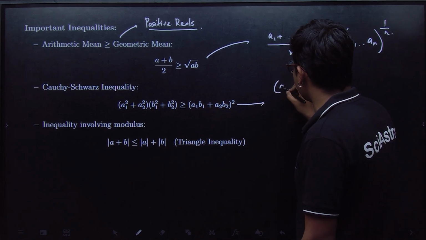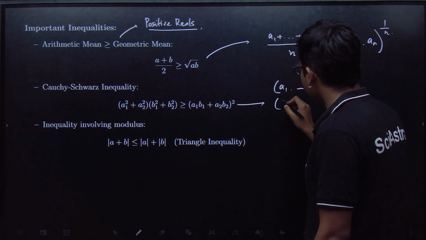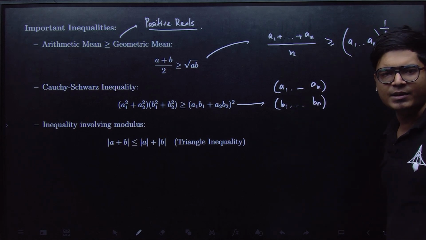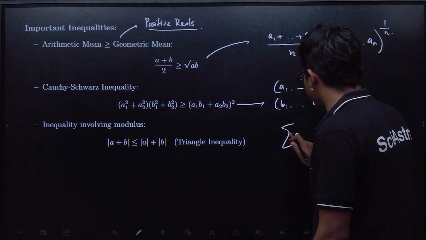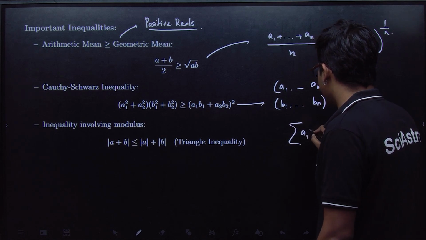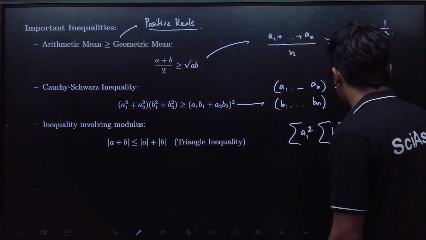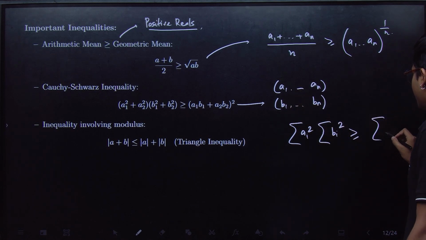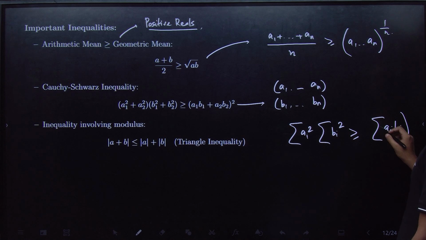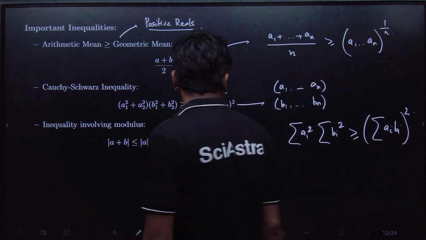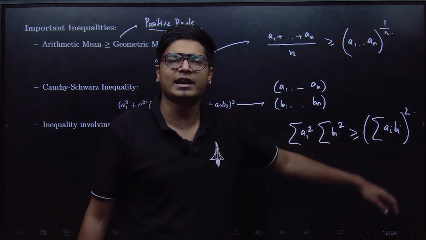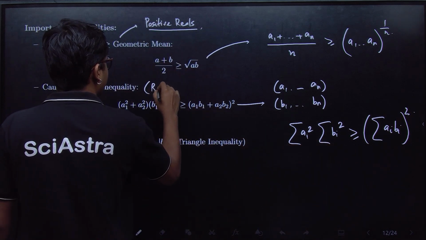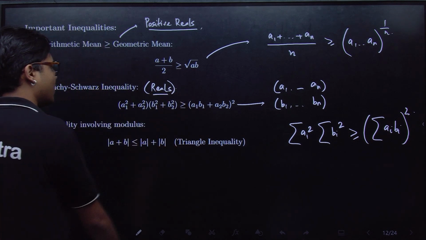Basically, you have two sequences of numbers, say a1 till an and b1 till bn. You take the sum of the squares of the elements of each of these sequences, so summation ai squared times summation bi squared. This is always going to be greater than or equal to the sum of the pairwise products, a1 b1, a2 b2 and so on, whole squared. So summation ai squared times summation bi squared is greater than or equal to (summation ai bi) whole squared. This is the generalized Cauchy-Schwarz and this works for all real numbers. Here your numbers don't have to be positive reals.